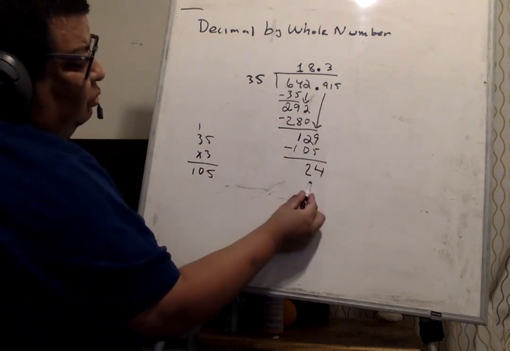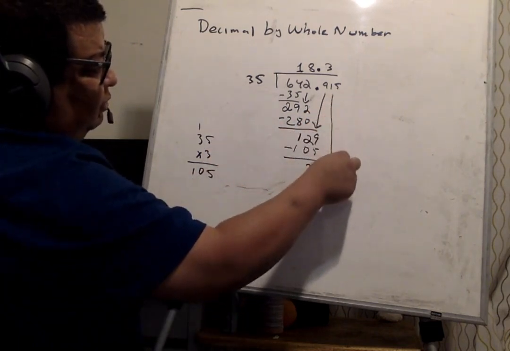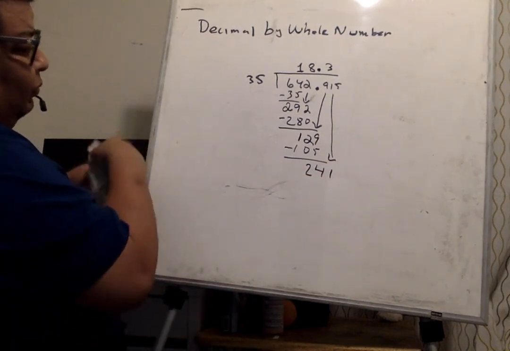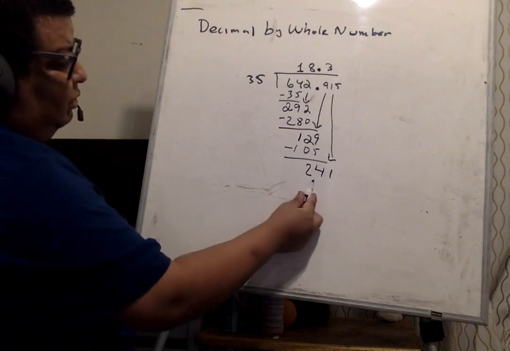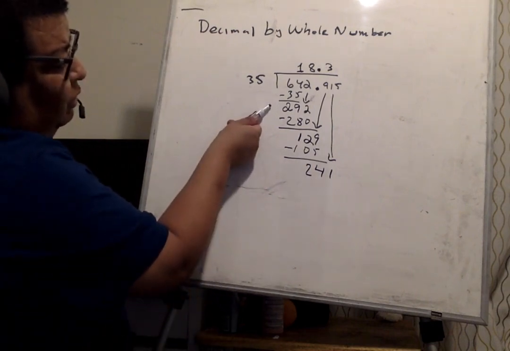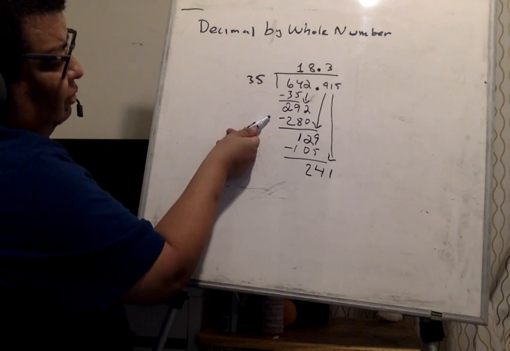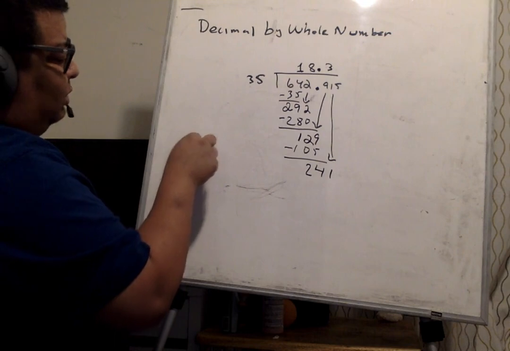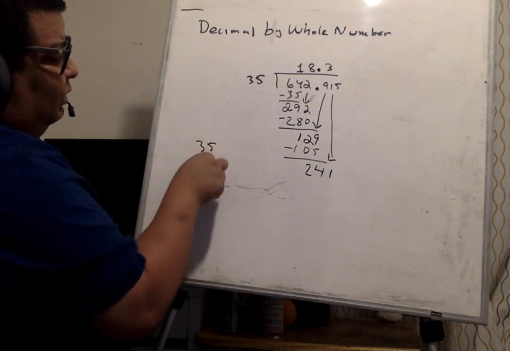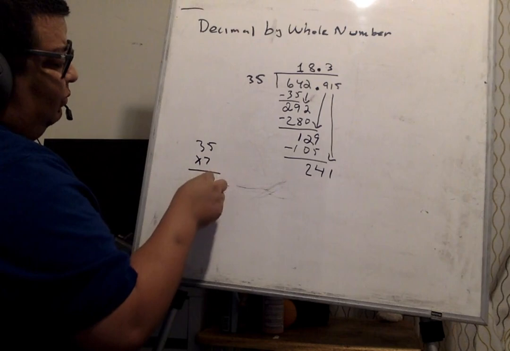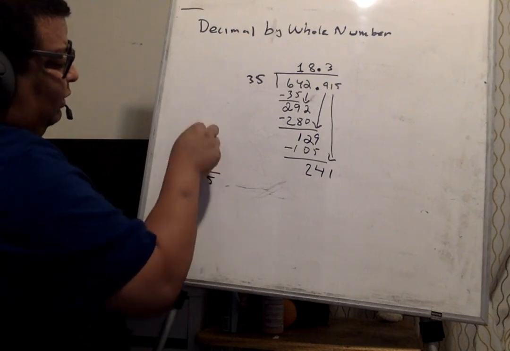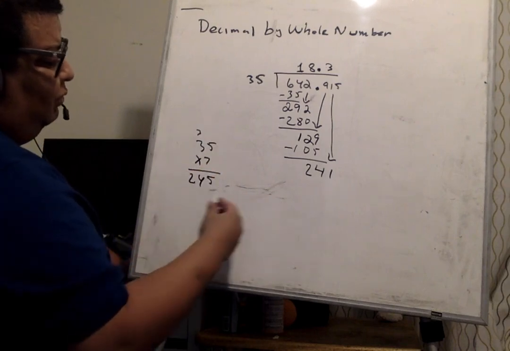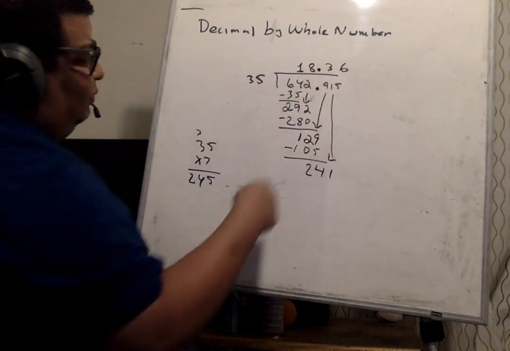Does 35 go into 24? No. So we bring down the 1. Let's see. 241. Here we did 292 and we did 8, so let's see if we do 7. 35 times 7: 7 times 5 is 35, carry 3. 7 times 3 is 21, plus 3 is 24, that's 245. That's over, so that means this has to be 6.